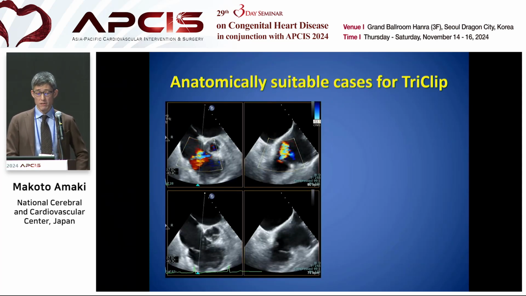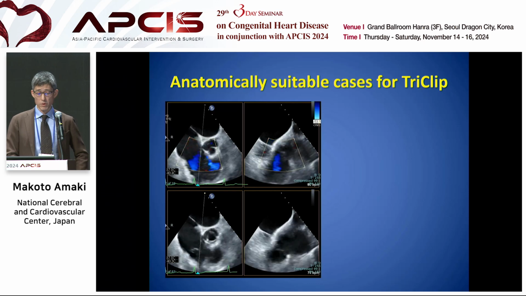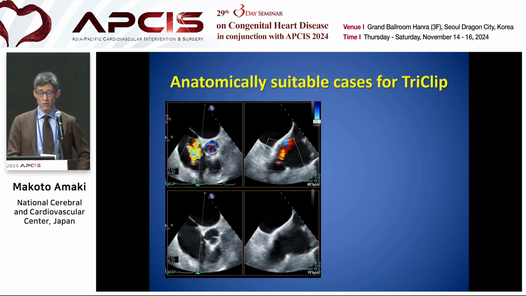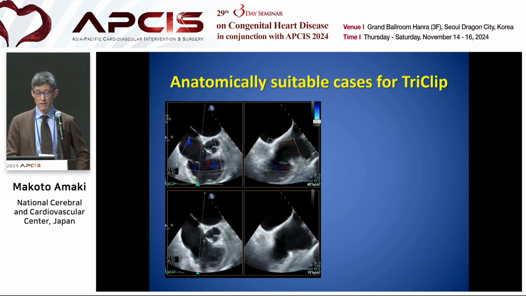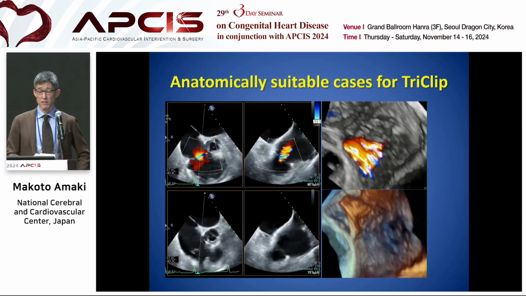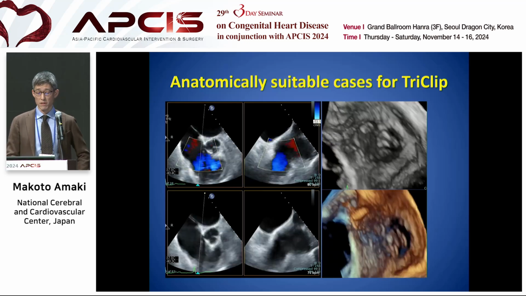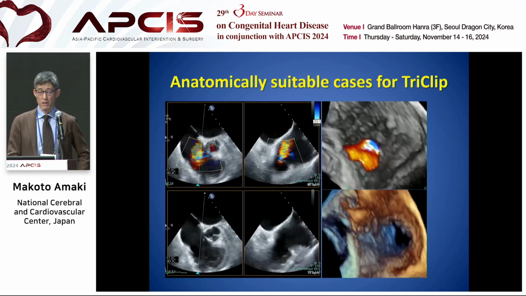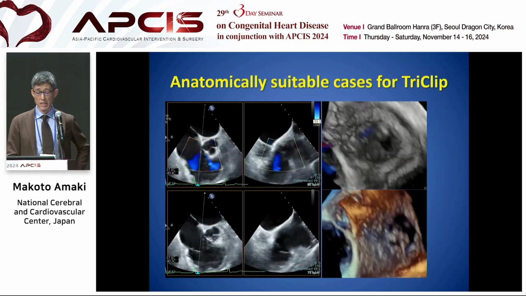Anatomically suitable cases are shown here. No pacemaker lead, not too much gap on the leaflet, and the location of the tricuspid regurgitation in the septal and anterior leaflet, as shown here. And this is a very ideal case for TriClip.